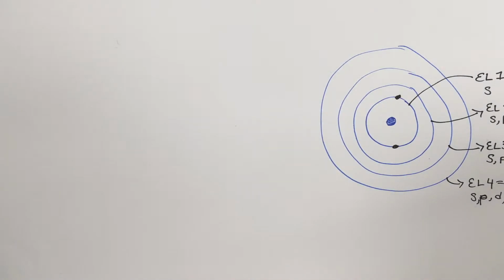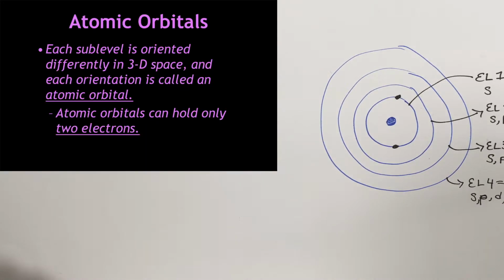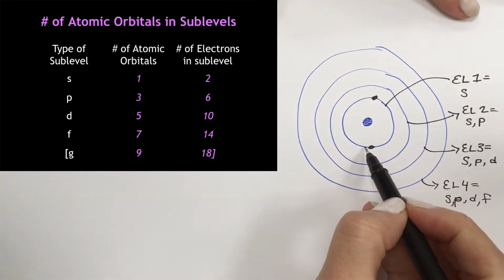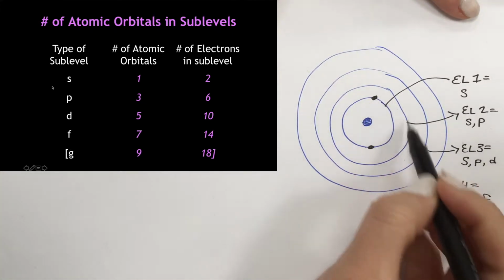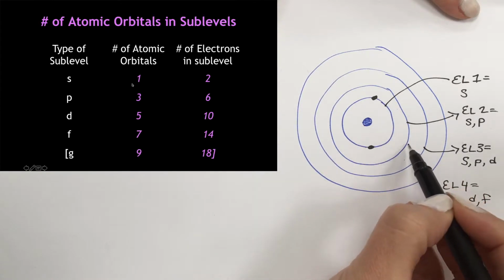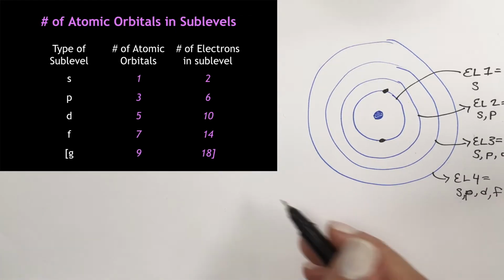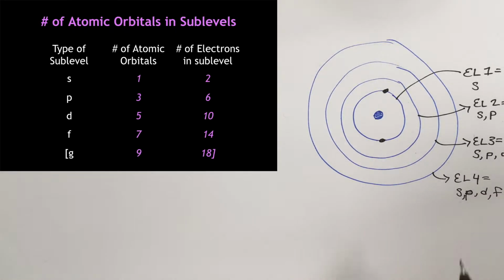Okay, so this is what I was telling you was coming. The S sublevel, there's only one of them. For each energy level, for each ring, you only have one S. You have a sphere on this one, a sphere shape here, and a sphere shape here. And then the P sublevel, you have 3 of them. The D sublevel, you have 5 of them, and the F sublevel, you have 7 of them.